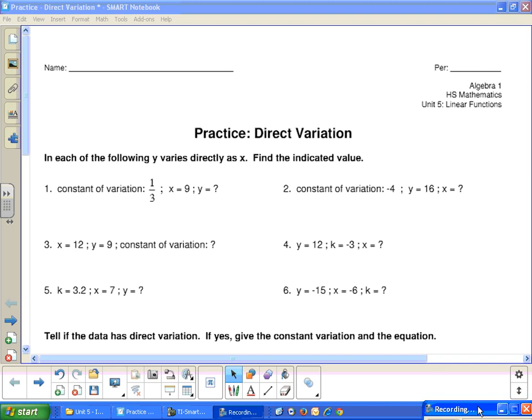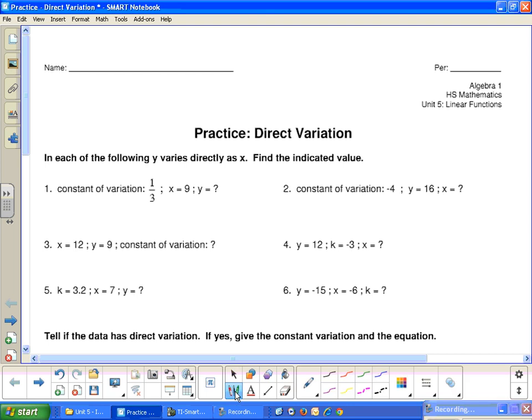So if we have, it says in each of the following, y varies directly with x. Just like the proportion. So all it means is that we have y over x equals k, which is a constant variation. It's also your rate of change, your slope, all that stuff. Which is on your paper.